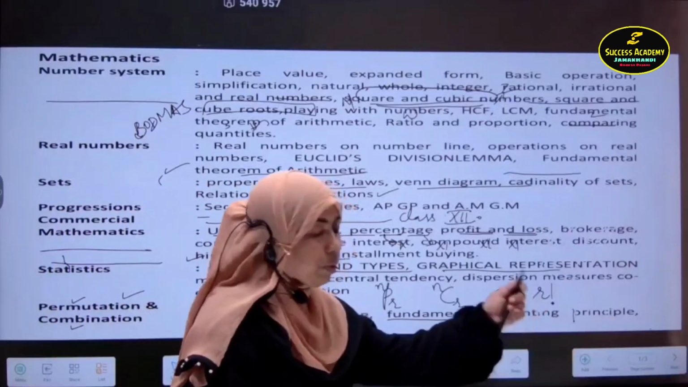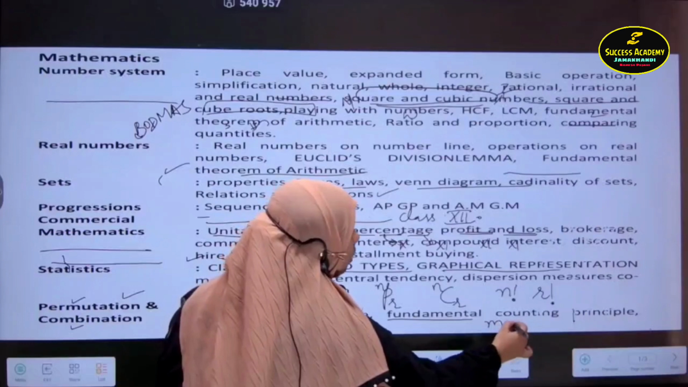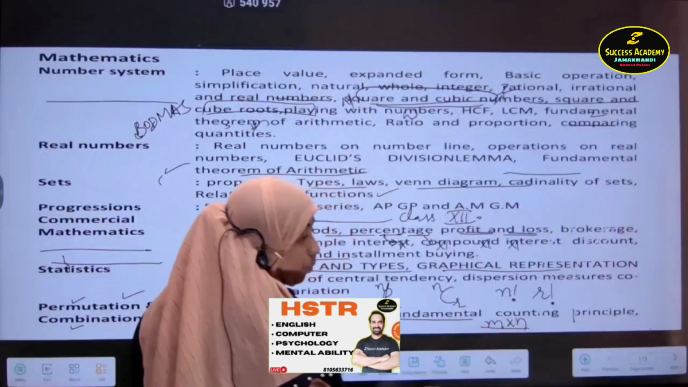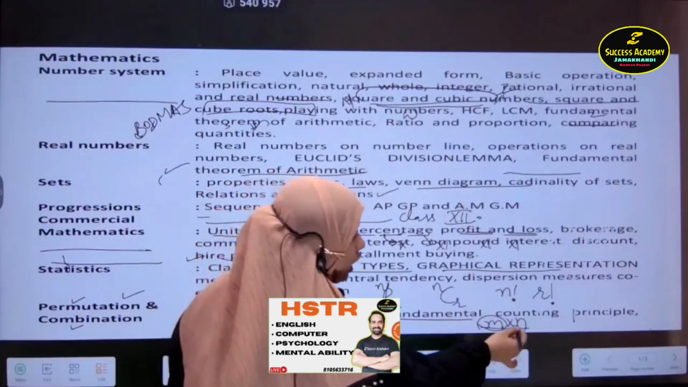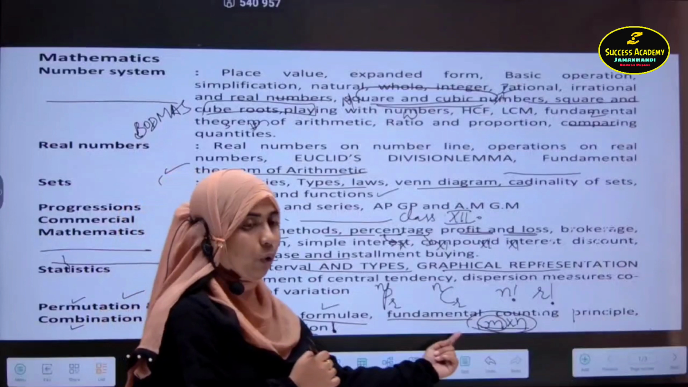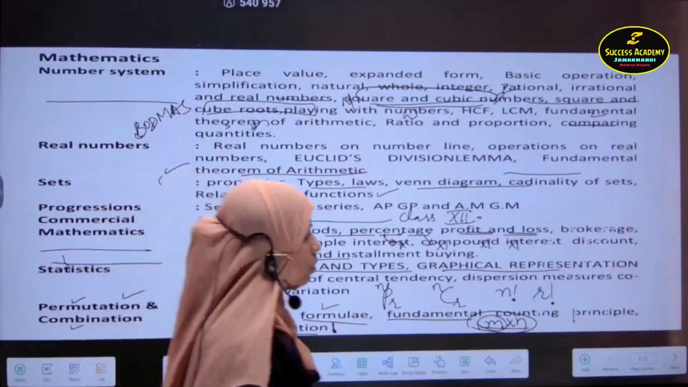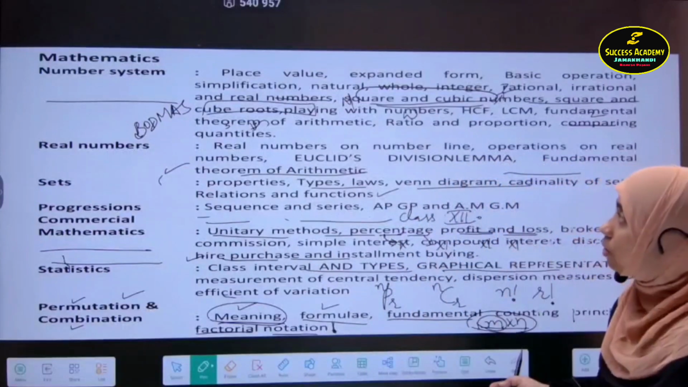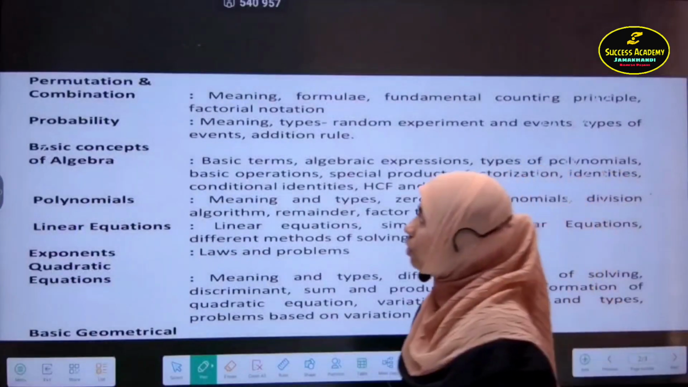Next is the fundamental principle of counting. What is the fundamental principle of counting? If an event occurs in m different ways and another event occurs in n different ways, then the fundamental principle of counting says it is the product of m and n. Okay, this is the partial syllabus. Let's continue. Next page.